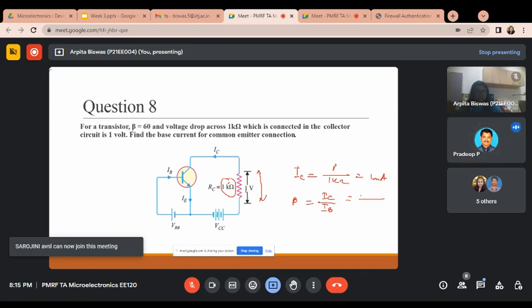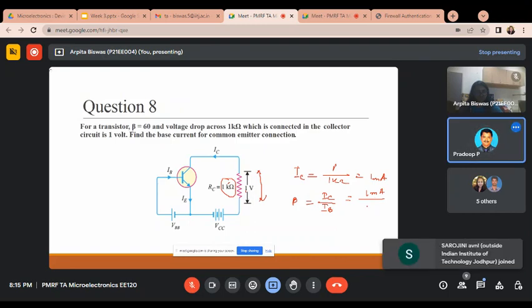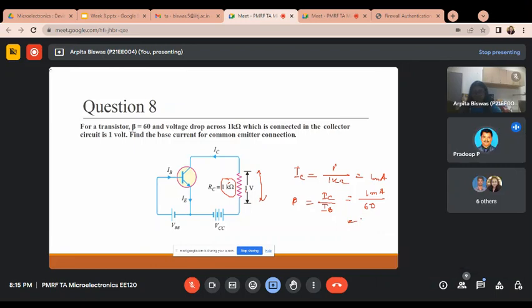So what is the value of IC? IC is 1 milliampere. So what is the value of 1 by 60? 0.0166 milliamps. I think this is the value of IB.